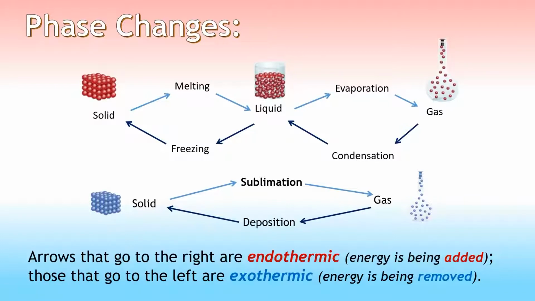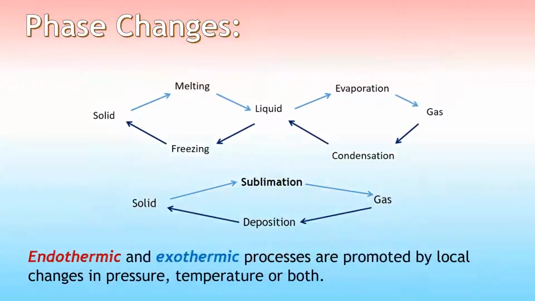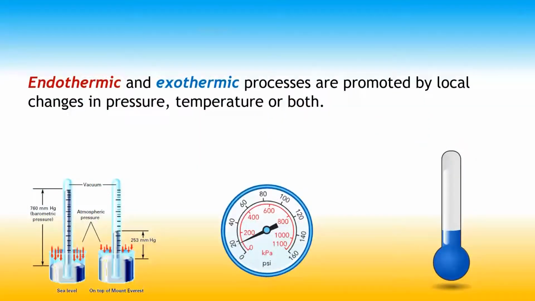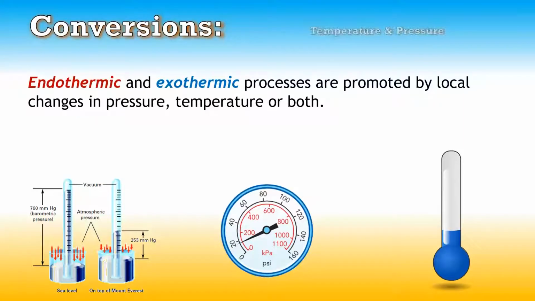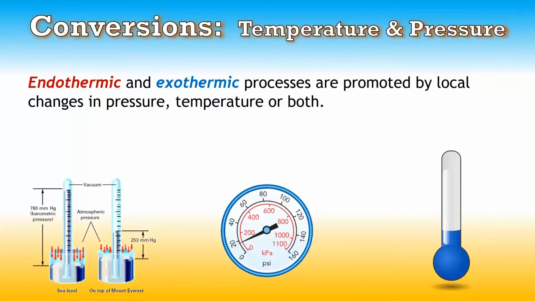Now you might ask why it is that some substances, say like carbon dioxide, will skip a step and go directly from a solid to a gas. Well, it has to do with the pressure that is on those items. So endothermic and exothermic processes, as described, are promoted by local changes in pressure or local changes in temperature or both. Local changes in pressure and temperature are important in determining things like what phase matter is in. It is often necessary to take measurements of temperature and pressure in order to study phases of matter. And since there are multiple units for both temperature and pressure, it is often necessary to convert from one unit to another.